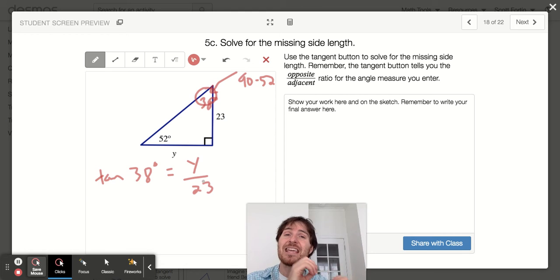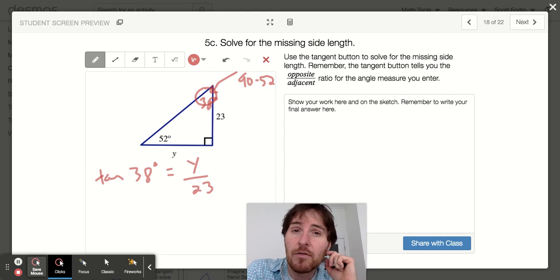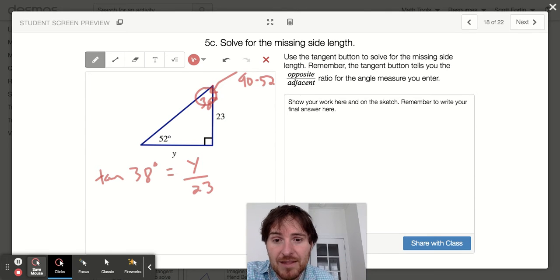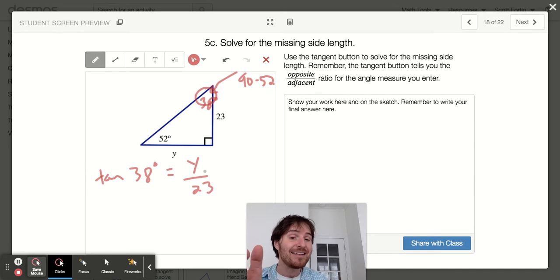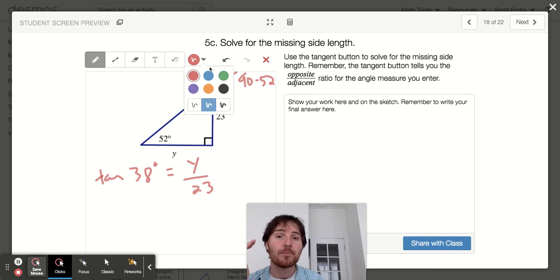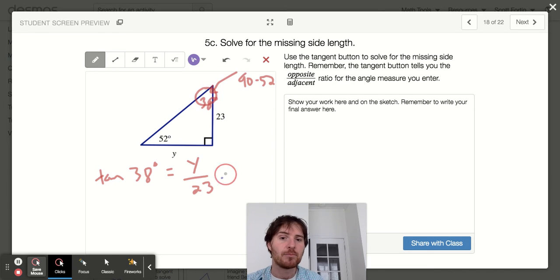So remember, the tangents of complementary angles are the reciprocals of one another. This is y over 23 for the 38-degree angle. Its complement's tangent would be 23 over y, okay? But I like this because what do I have to do to both sides? Pretty easy. I just have to multiply by 23.